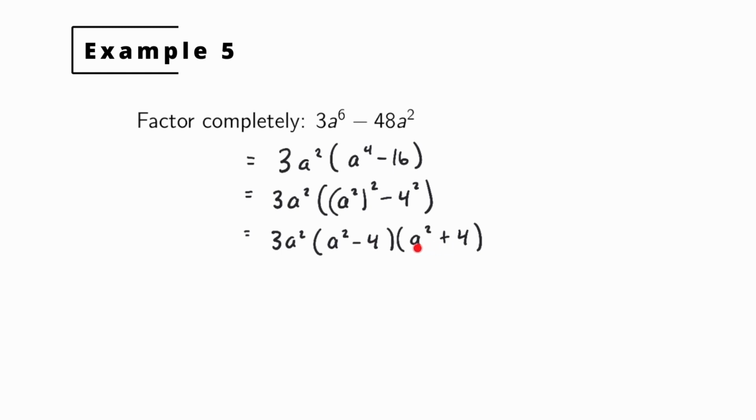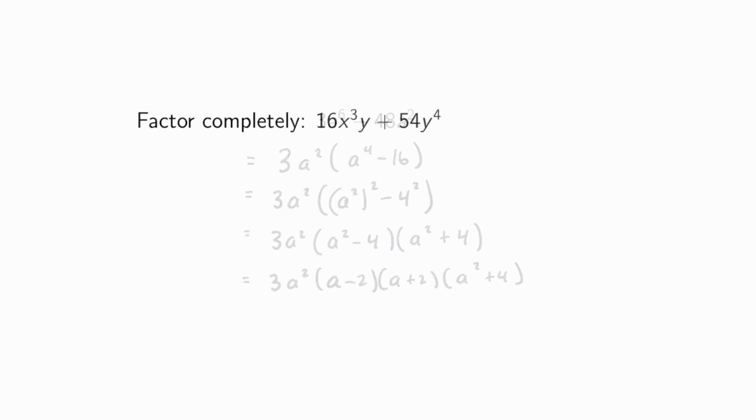Now the sum of squares cannot be factored. But we can factor that difference of squares. So we have 3a squared, and then a squared minus 4 will factor into a minus 2 times a plus 2, and then we still have a squared plus 4. And now we have factored it completely. Okay, check your work, and we're done.